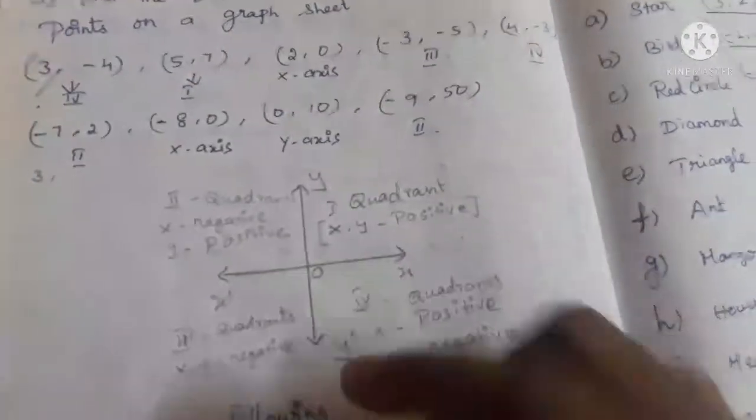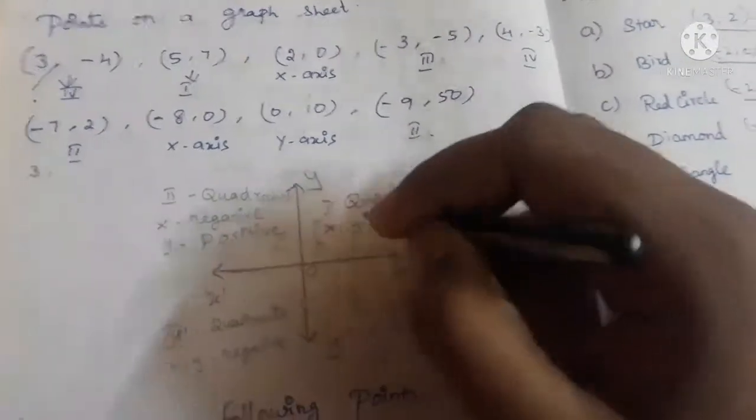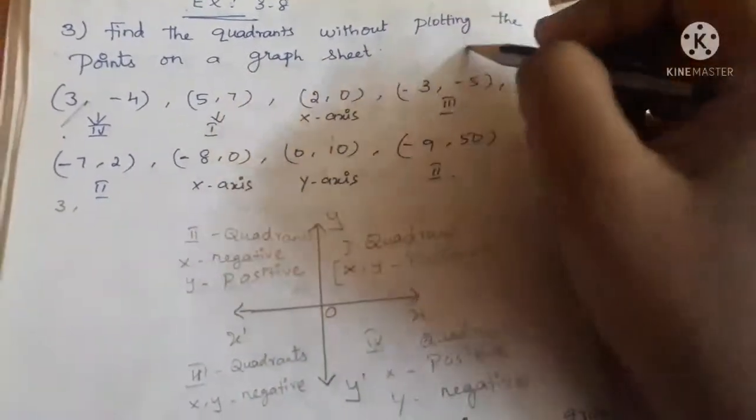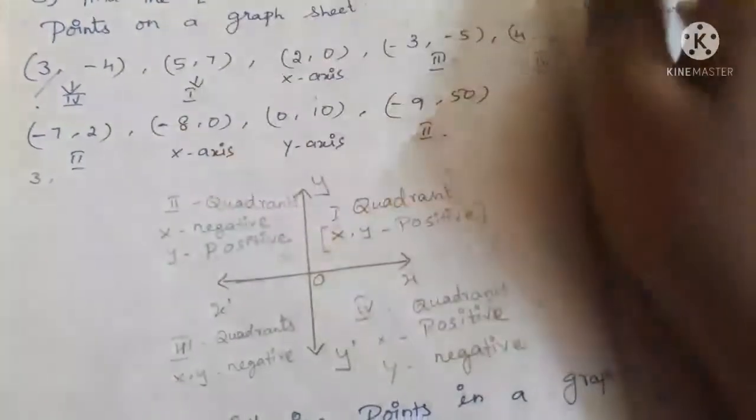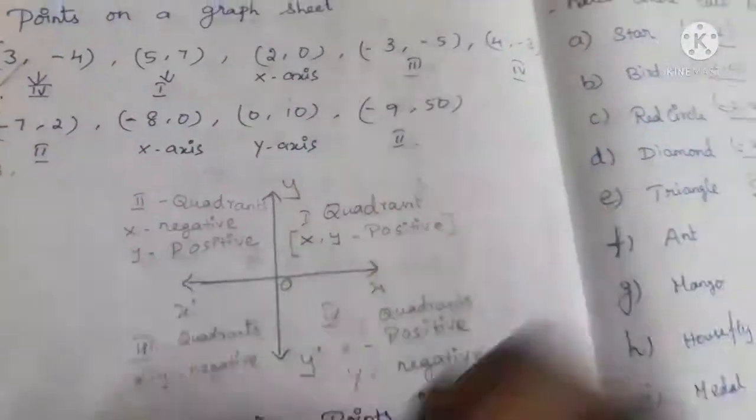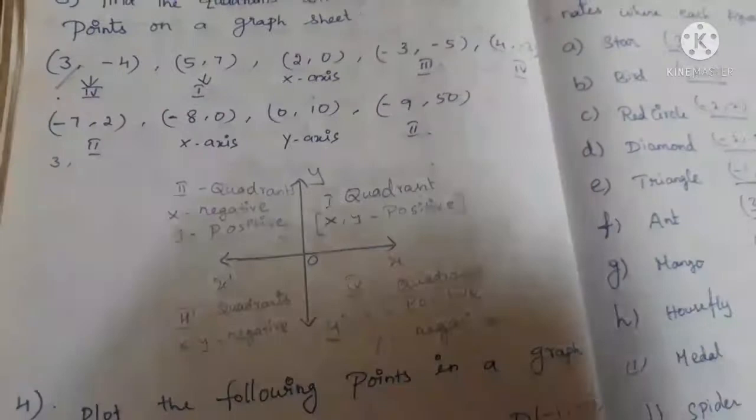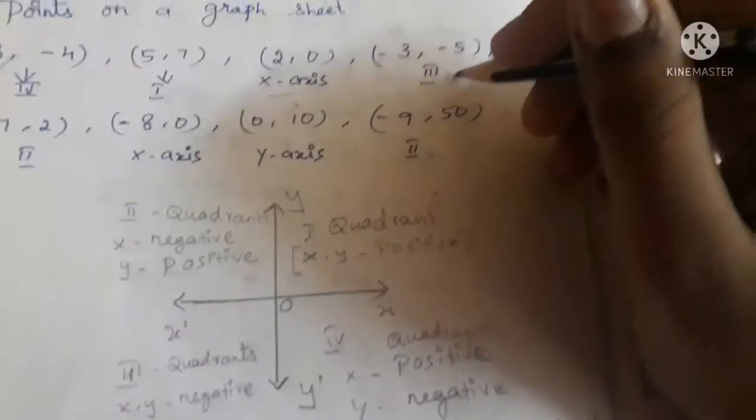5 comma 7. Both are positive. X is positive, y is positive. This will be in the first quadrant. 2 comma 0. See, they have said don't plot the point on the graph sheet, so it can be anywhere in the graph, right? It can be on the lines also. The y coordinate is given as 0, therefore it lies on the x axis. Just write x axis after that.